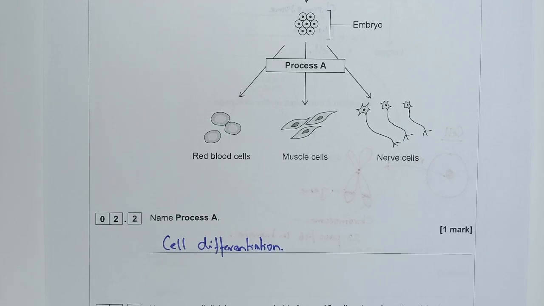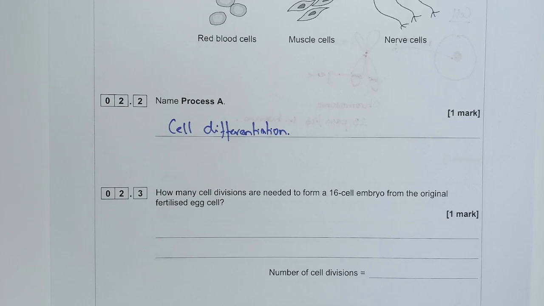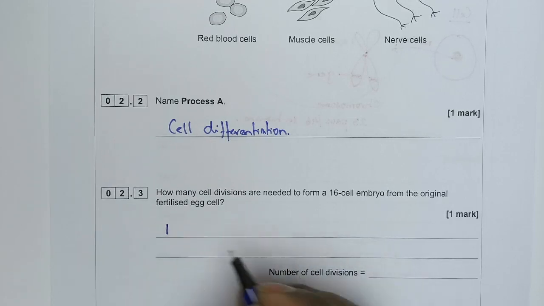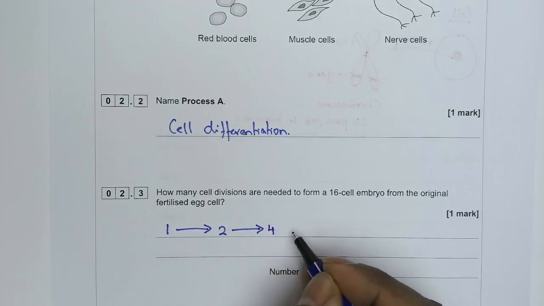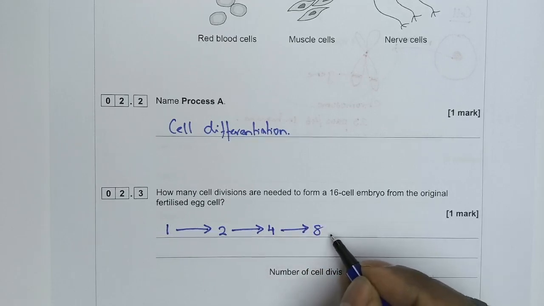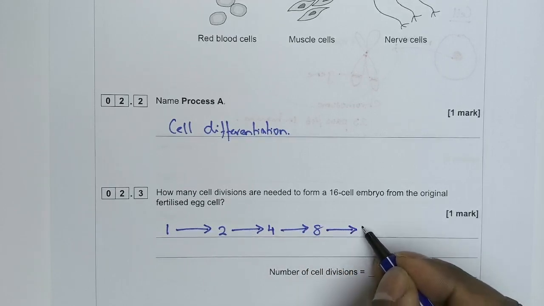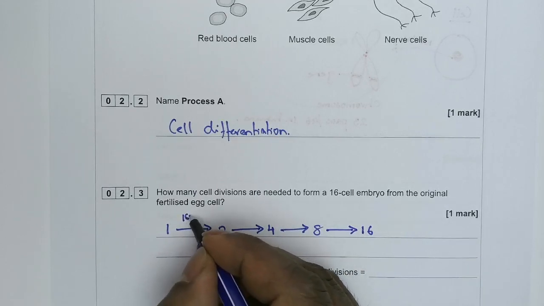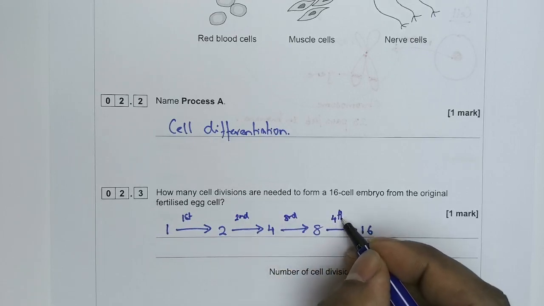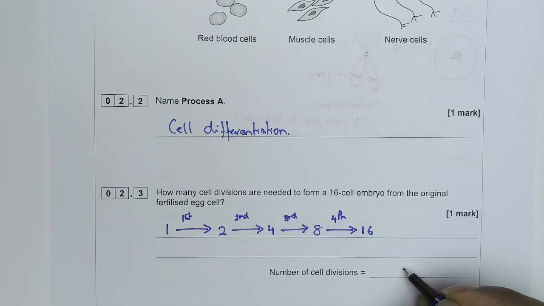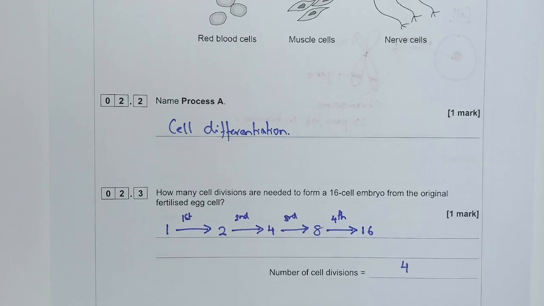Question 2.3. How many cell divisions are needed to form a 16-cell embryo from the original fertilized egg cell? So if I was to go through the process, if you start with one cell, it divides into 2, then 2 becomes 4, 4 becomes 8. Remember, it's doubling every single time, and 8 becomes 16. So you've got the first cell division, second cell division, third, and then the fourth cell division. So the number of cell divisions it has to go through is 4.